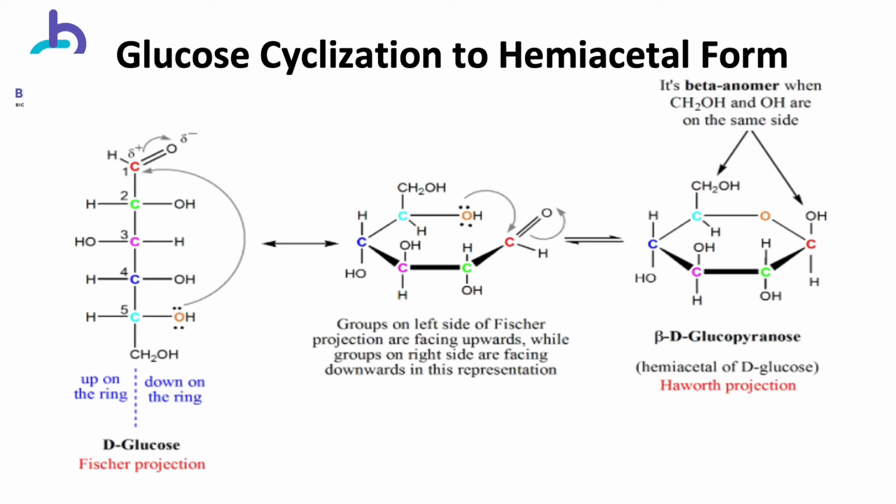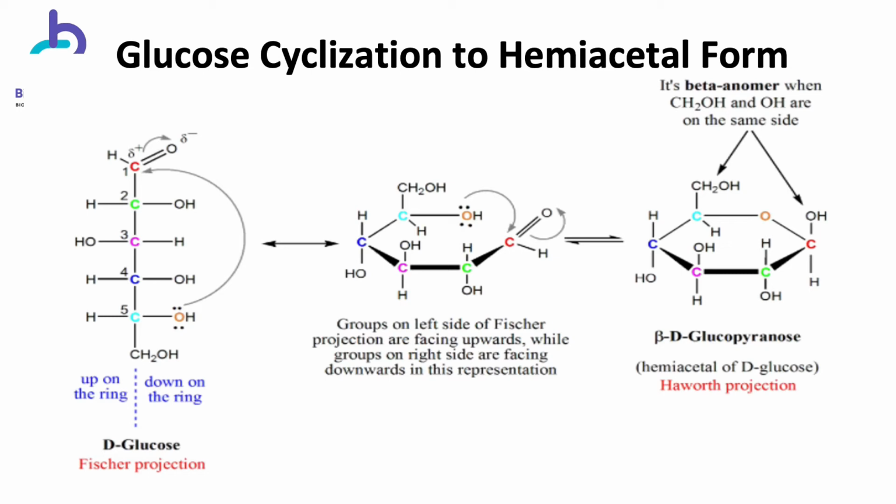As a result of the cyclization process, the groups will no longer be located on the left or right side of the backbone. Rather, they will be oriented either upwards or downwards in relation to the ring structure. From the illustration, we can deduce that groups located on the left side of the Fischer projection are now facing upwards. Groups on the right side of the Fischer projection, on the other hand, are facing downwards.